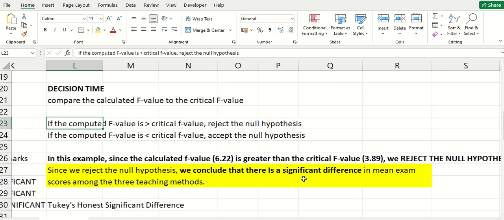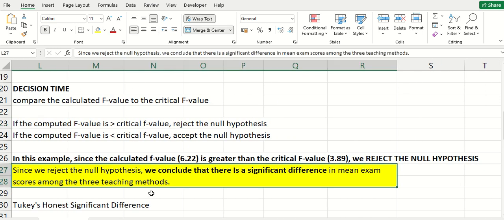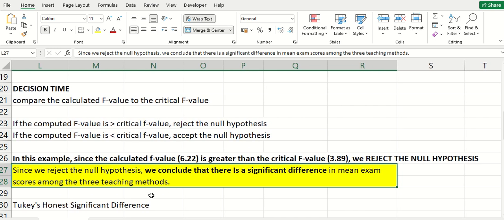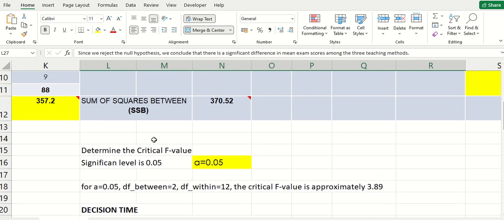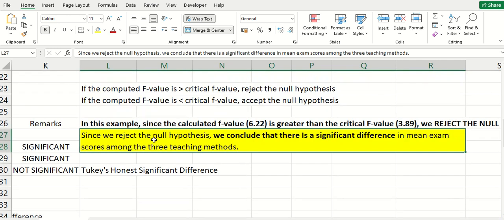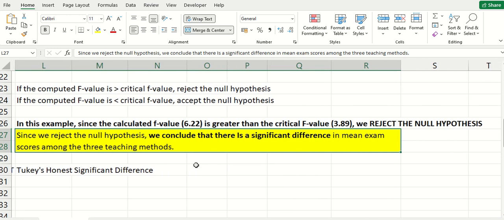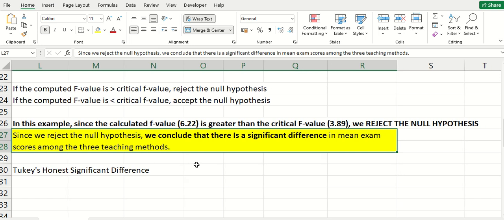So what are we going to do with our null hypothesis? We will reject it. And since we reject the null hypothesis, we conclude that there is a significant difference in the mean exam scores among the three teaching methods. Meaning there is really a significant difference among the three teaching methods, and we can also say that it's effective in improving the exam scores of the students.